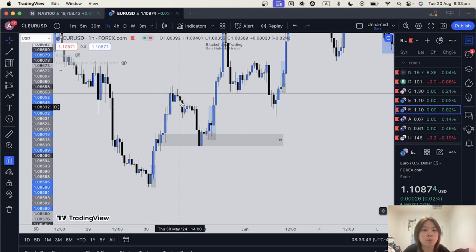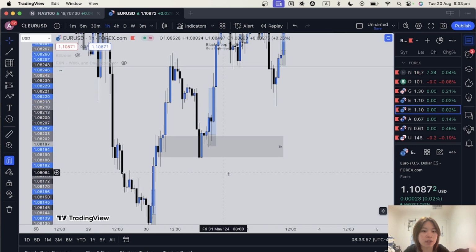Before this move upwards, we get this last move down, collecting orders, and when we go down, we move up, and then when we go down, we tap this order block and then we continue upwards. And this is an example where it was pretty much perfectly respected. Instead of closing below, we literally closed right there. So that is an example where it respected the 1 hour order block.